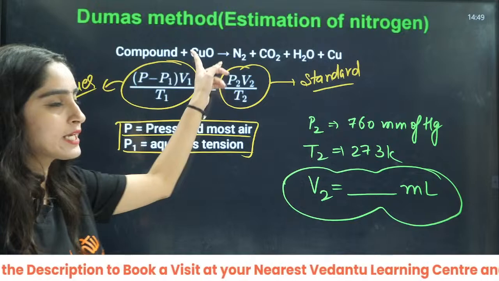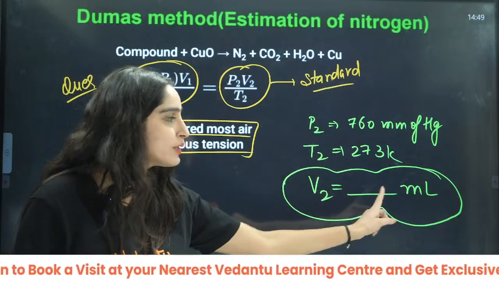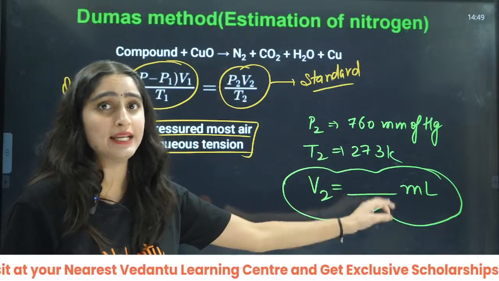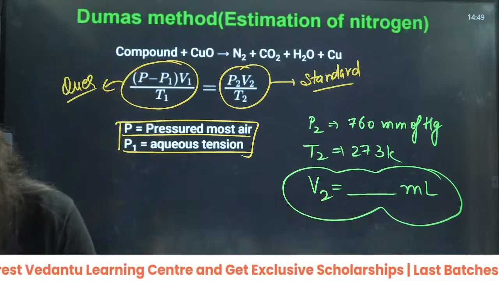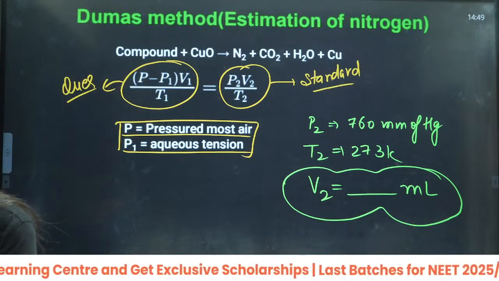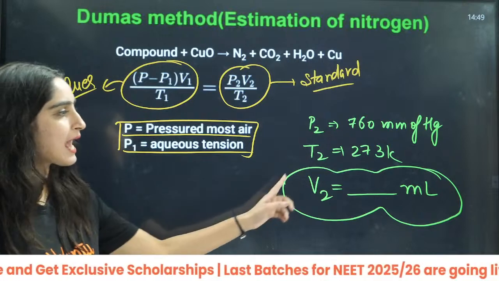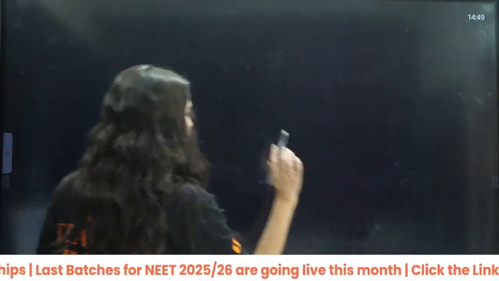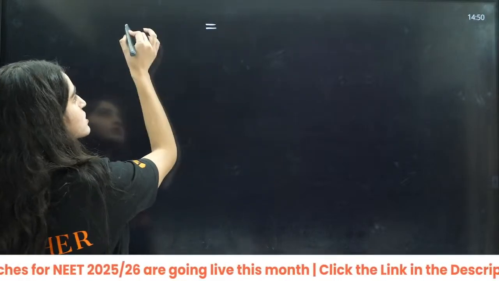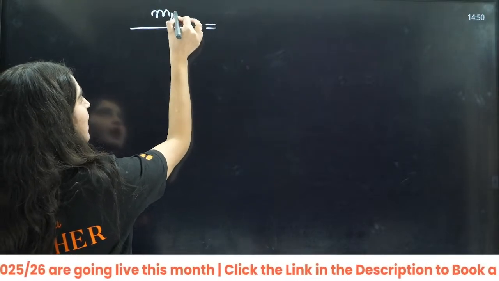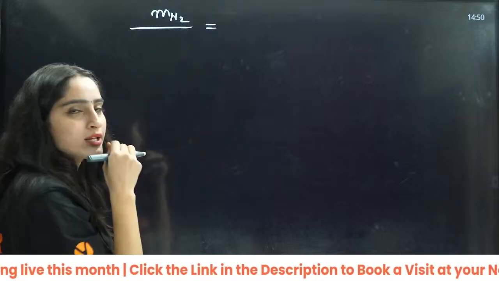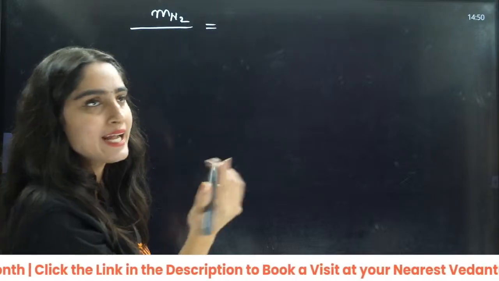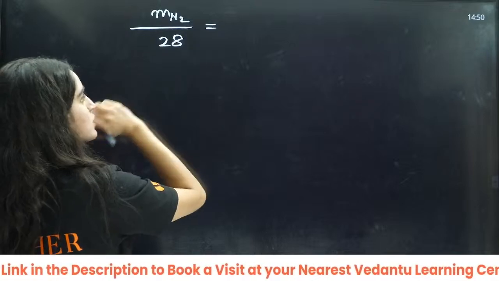This V1 will be given in milliliters. You will calculate the value of V2 in milliliters. Okay, beta? Understood this? Yes, everybody in the chat box understood this? Now, beta, after that, what will you do with this V2? We know that number of moles equals the given mass, that is mass of N2, by molar mass. What is the molar mass of N2? 28. Okay, 28 is the molar mass of N2.